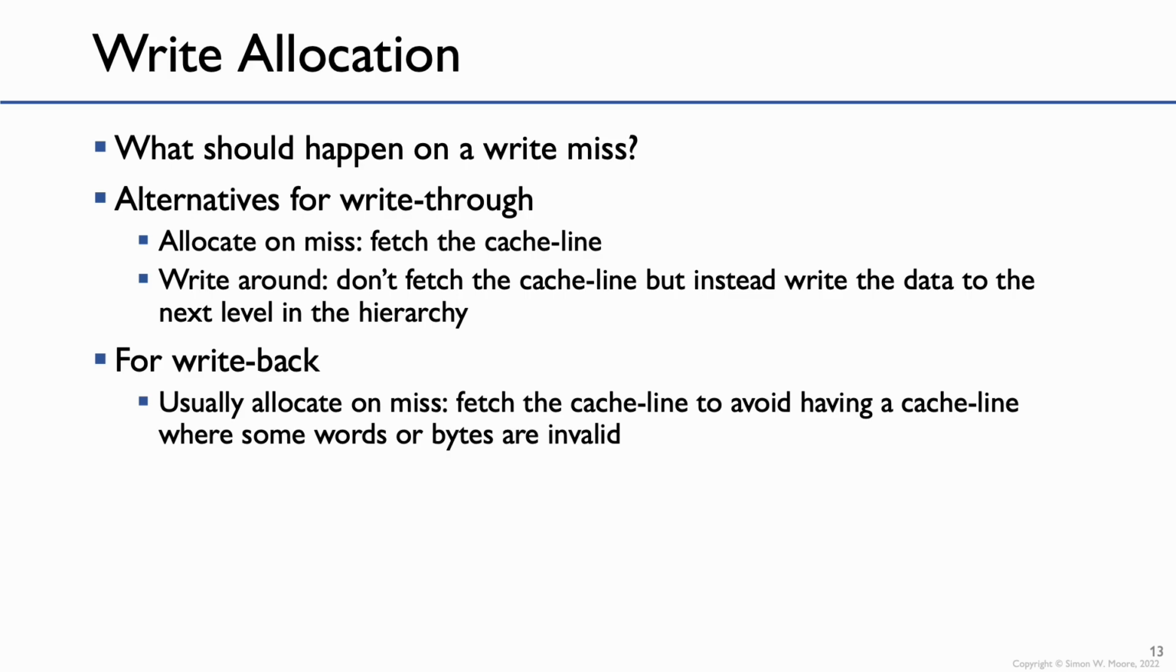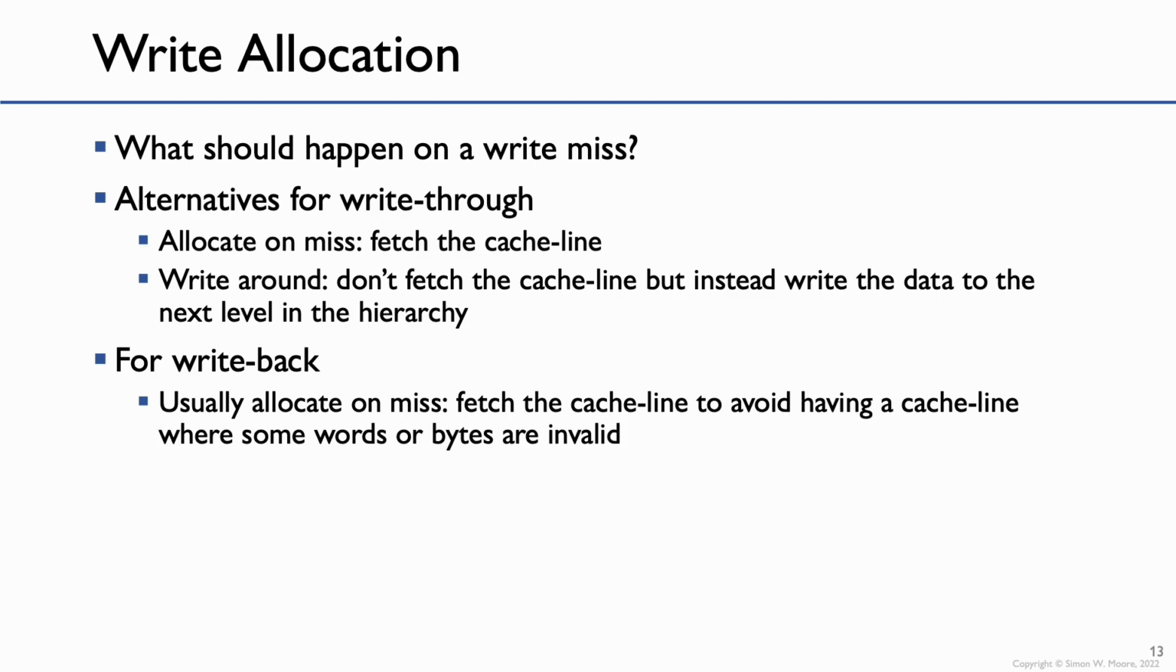Of course, the next question is, well, what happens on a write miss? And we've got a couple of alternatives for write through. Well, we could allocate on miss, so we could fetch the cache line and then perform the write to the cache line and then write it through. Or we could just write around, so we basically don't bother to fetch the cache line at all. We don't allocate, but instead write the data to the next level in the hierarchy.